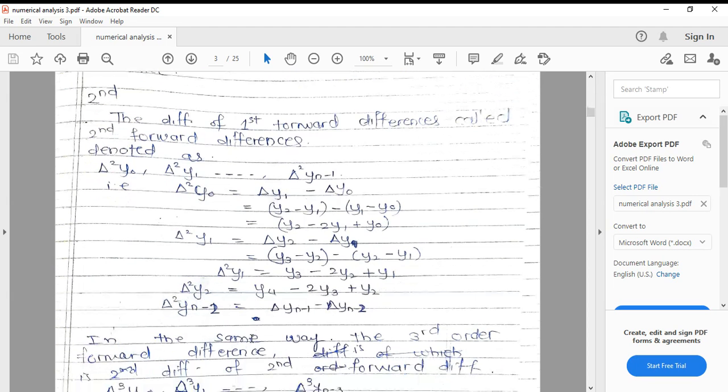For the second difference, we can find delta square y naught, which will be delta y1 minus delta y naught. Okay. Next value minus the previous value. Put in the values of delta y1 and delta y naught that we calculated from the first differences: y2 minus y1, and delta y naught is y1 minus y naught. In this way we get y2 minus 2 y1 plus y naught. And what will be the value of delta square y1? The next value is delta y2 minus delta y1, which is y3 minus y2 minus y2 minus y1. And then we get the second forward differences.